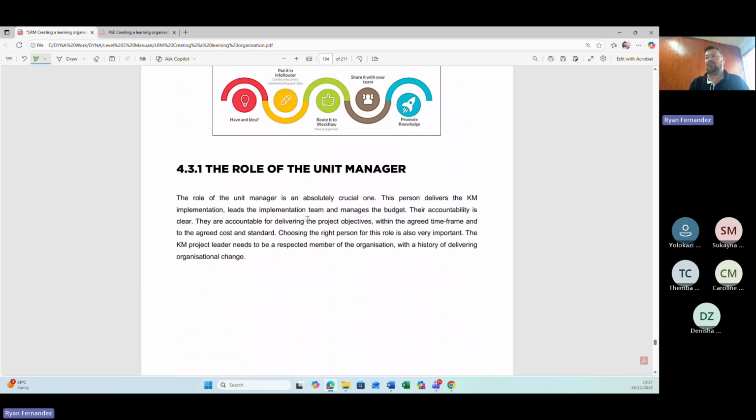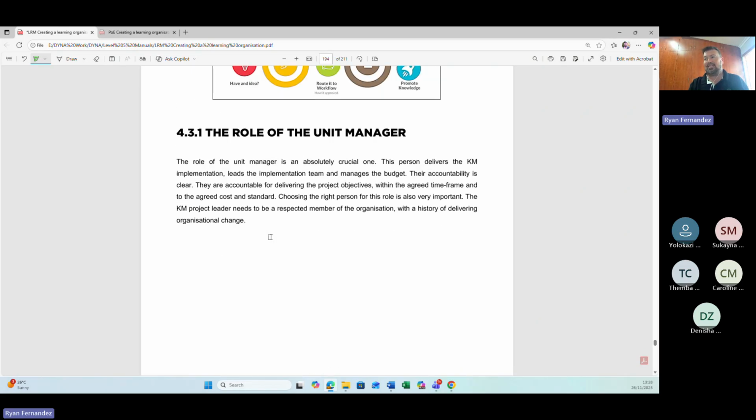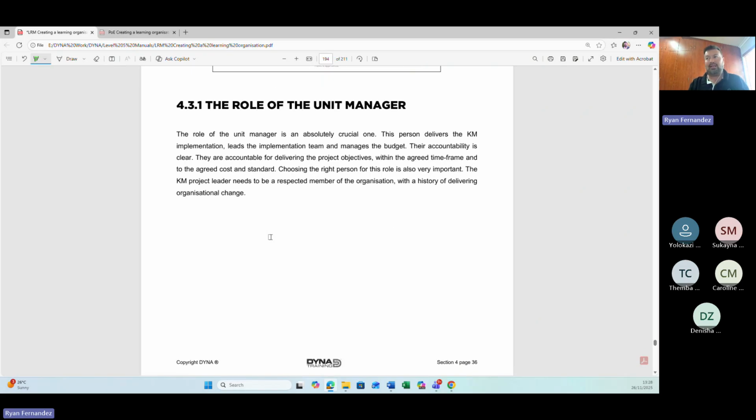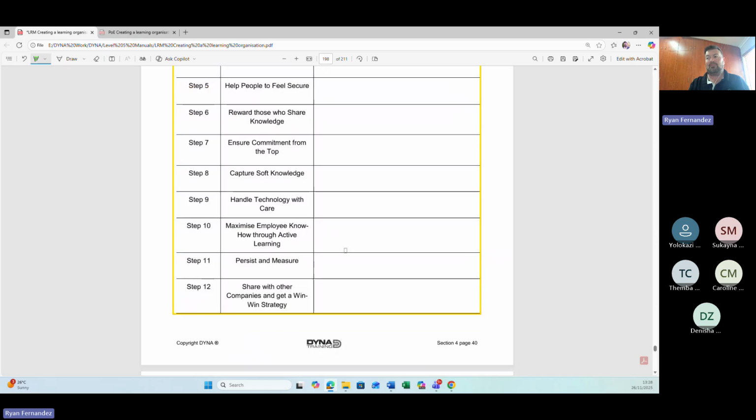So, the role of the unit manager: they deliver the knowledge management implementation, they lead the implementation team, and they manage the budget. They are also accountable for delivering the project objectives within the agreed time frame and according to the agreed cost and standard. So there you go. In that first paragraph, page number 36, 4.3.1, they give you a very clear understanding of what the role of the unit manager is in the knowledge management process.